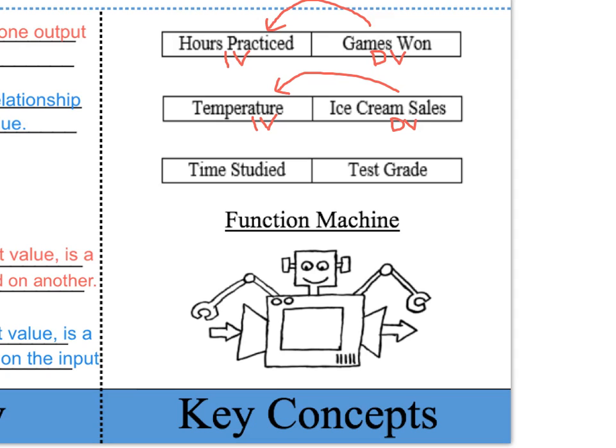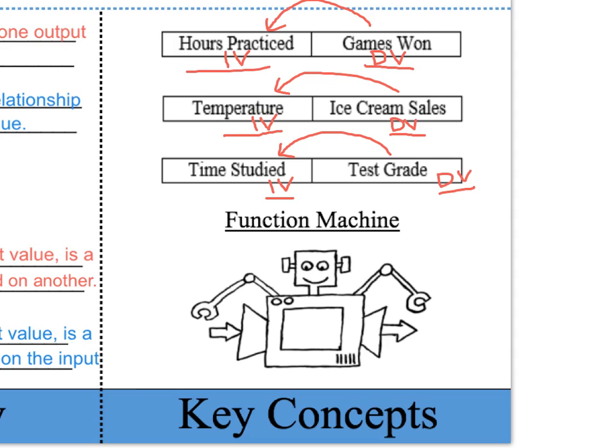The next example is time studied. The time studied is your independent variable. Your test grade is the dependent variable because your test grade is going to depend on the amount of time that you studied. So if I input a lot of hours practice, I will win more games. If the temperature goes up, if I input the temperature going up, then the output would be ice cream sales will go up. If I input more hours of studying time, then the output would be my test grade will go up.